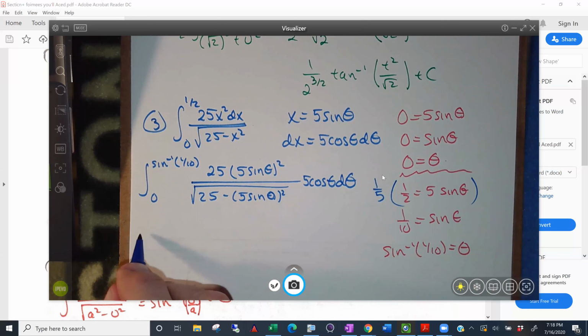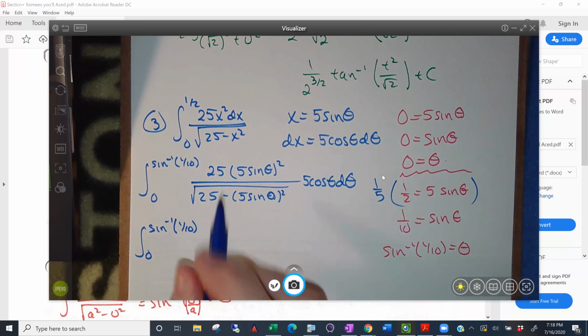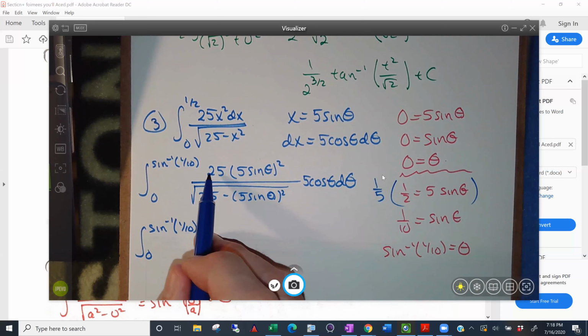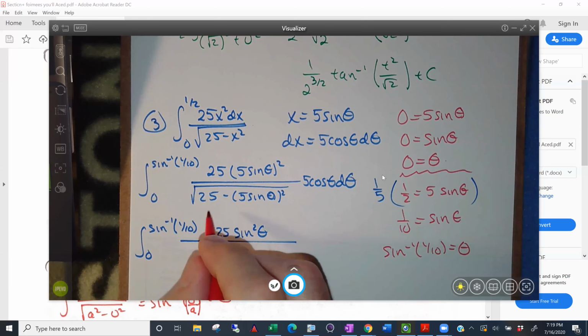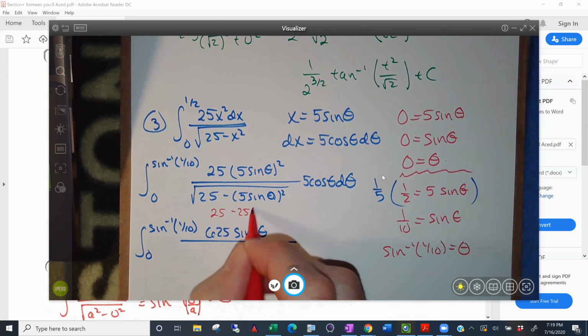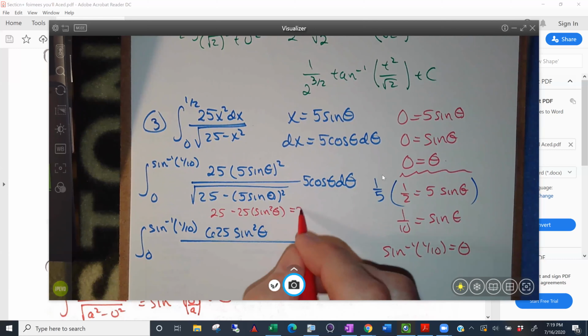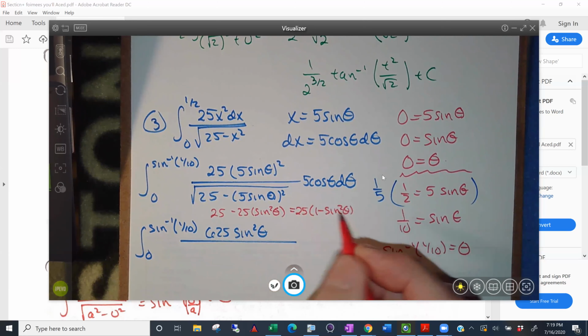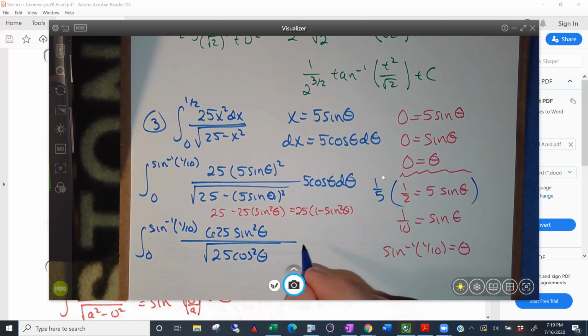We'll start with our integral again, and its limits, 0 to the arcsine of 1/10. 5 squared is 25, times 25 is going to be 625, times sine squared of theta. In the denominator, this is going to factor. It's going to leave me with 25 minus 25 times sine squared of theta. If I factor out the 25 times 1 minus sine squared of theta, I hope that you recognize that what I'll end up with is 25 times cosine squared of theta. 25 cosine squared of theta. And over here, I still have my 5 cosine of theta d theta term.